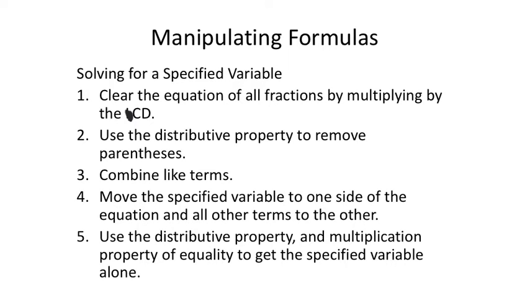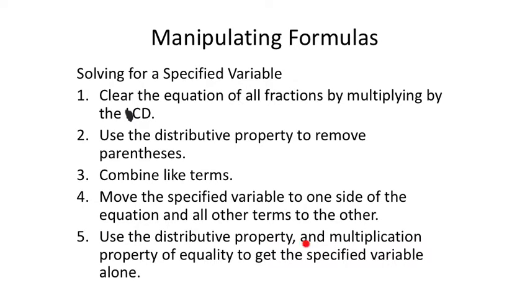Fractions have been known to destroy people's lives, so we try to avoid them or get rid of them if we can. Use the distributive property if we need to get rid of some parentheses. We'll combine like terms if needed, and then move the specific variable to one side of the equation and all of the other terms to the other side. Sometimes we need the variable that we're solving for on its own side of the equation, but sometimes you'll have two terms with it on the same side. The reason you need that is so you can factor it out so that it becomes its own term. I think we'll see that.